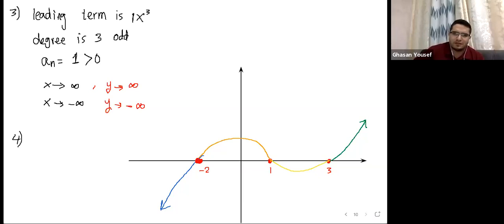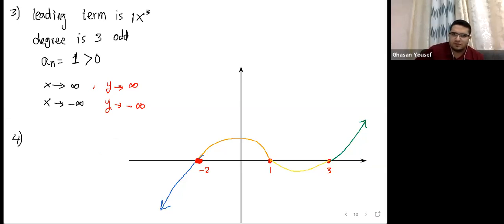And to check that this is correct, use the end behavior. Look. When x goes to infinity, y goes to infinity. Look, x becomes larger and larger, y becomes larger and larger. The green curve goes up to positive infinity. When x becomes a small number, minus 2, minus 3, minus 4, minus 5, to minus infinity, y will be negative, goes down, down, down, to minus infinity. So it's clear.